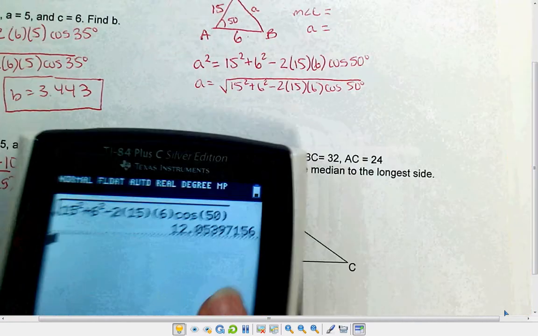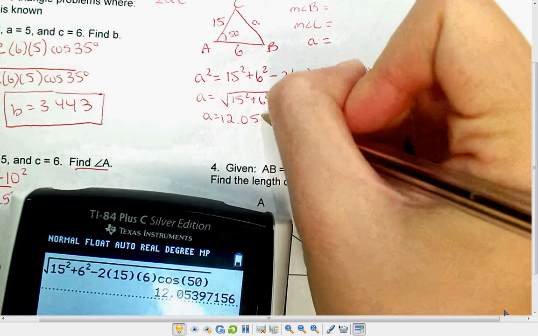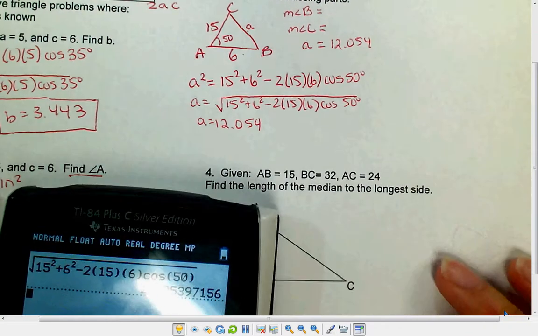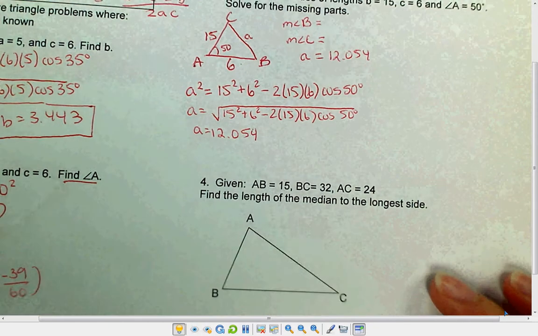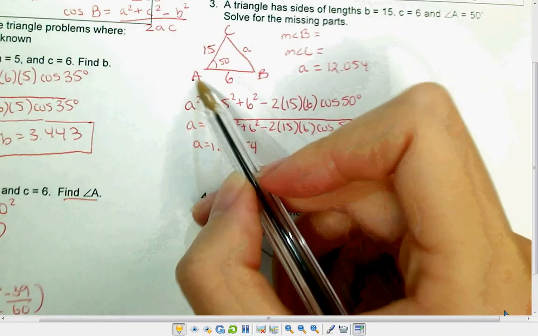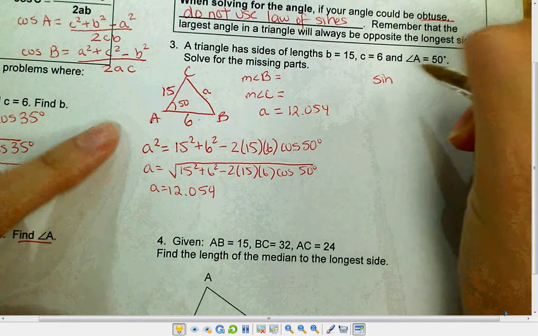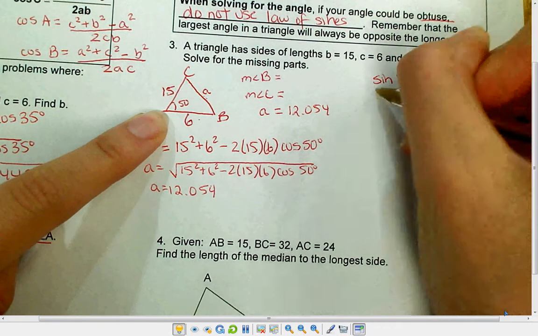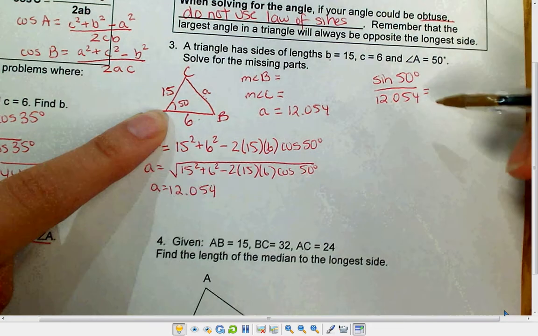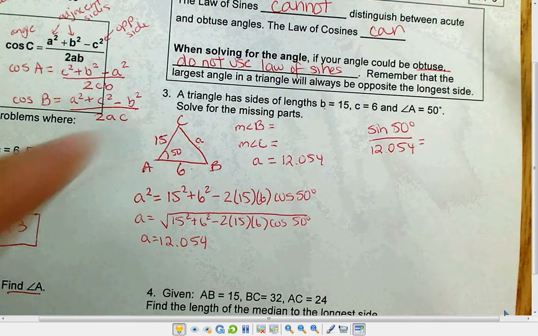And this leaves us with A equals 12.054 since we're rounding it. And now we have a pair. We have big A and little a. So now we can use law of sines. So we know that angle A is 50 degrees. And now we know the side A is 12.054. So we can use law of sines because it's big A and little a. This is where what we just learned is important.